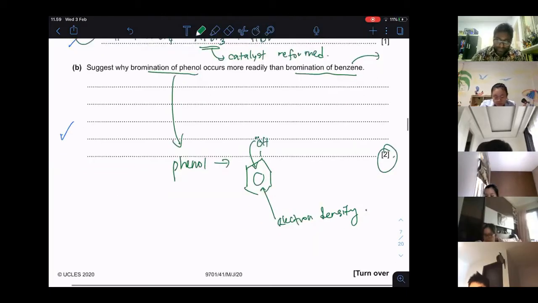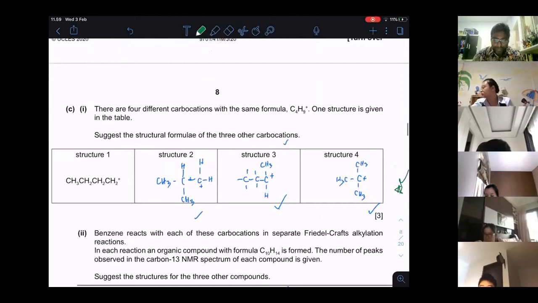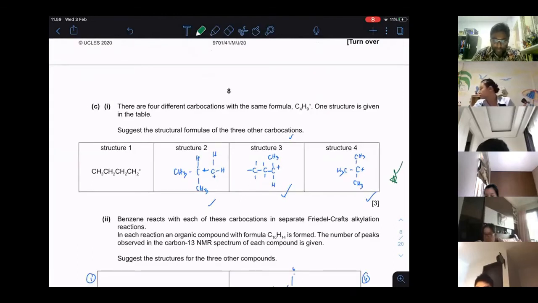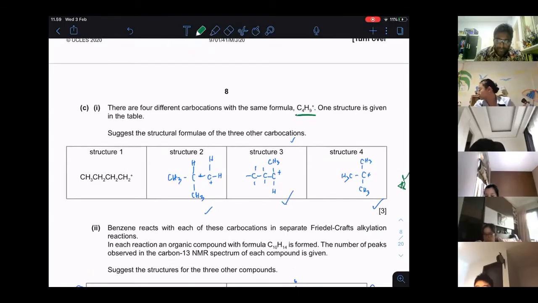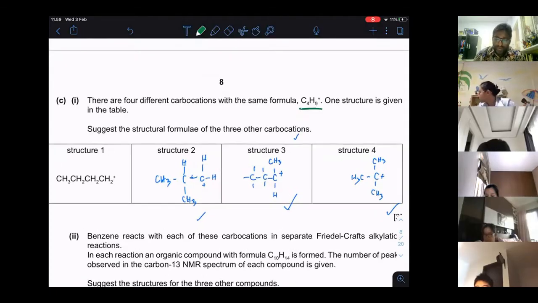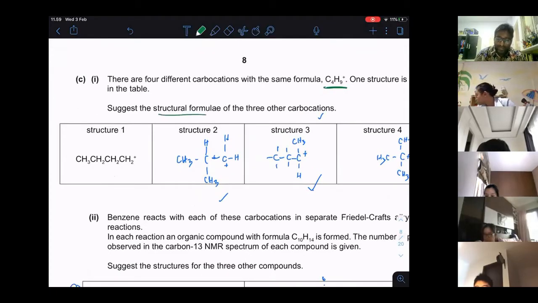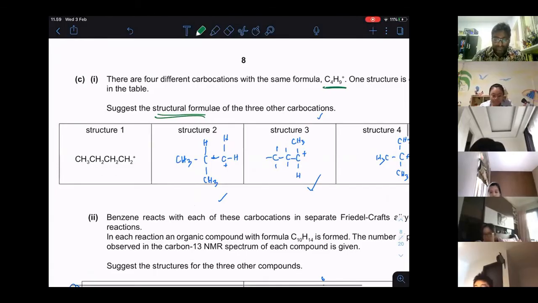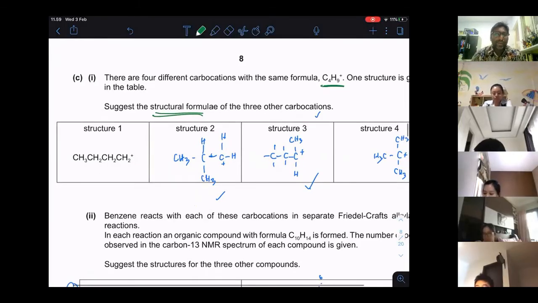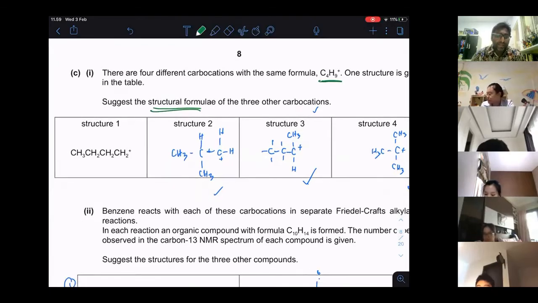Now part C, which I discussed earlier sometime back. There are 4 different carbocations with the same formula, C4H9. One structure is given in the table. They are asking you to draw the structural formula of 3 other carbocations. Do remember they want the structural formula. The way I wrote it over here, I put it in the form of displayed formula because I want to visualize, but this is not going to be accepted, because you want structural formula.